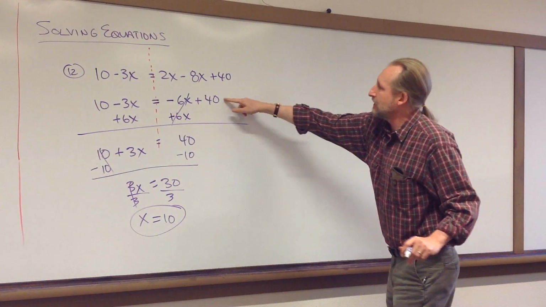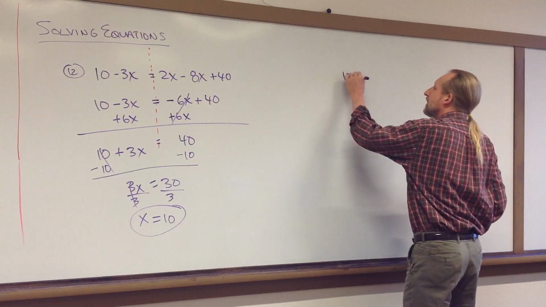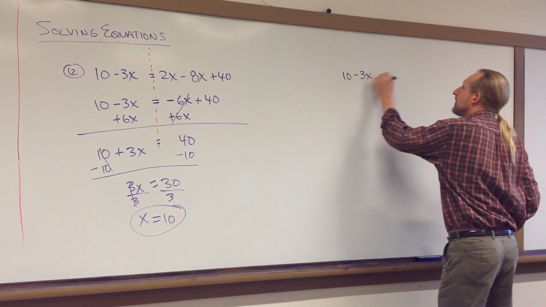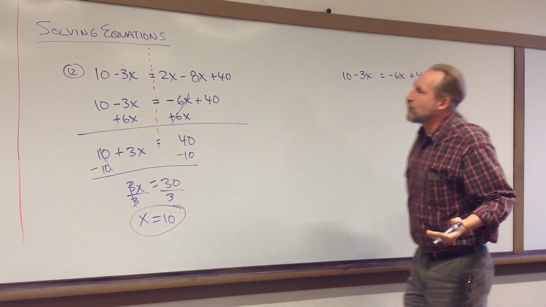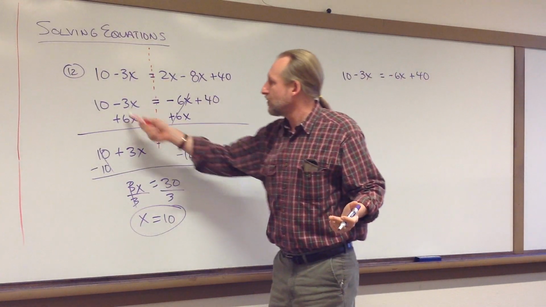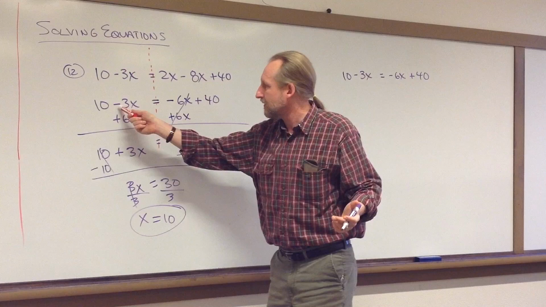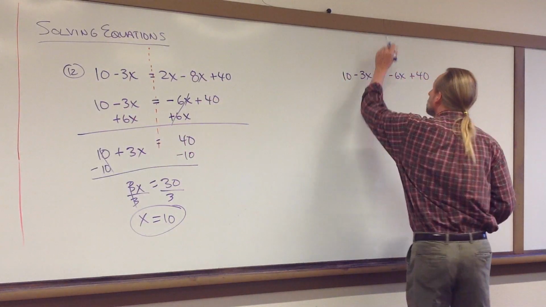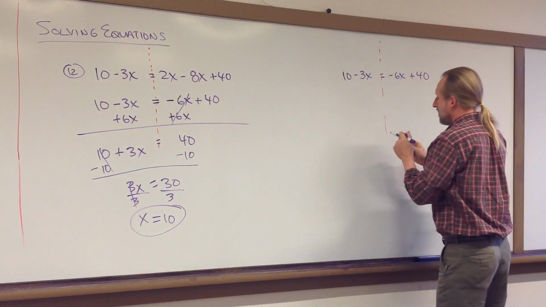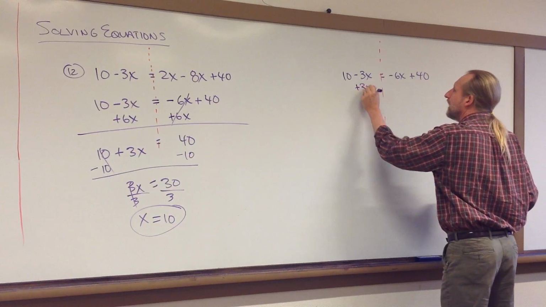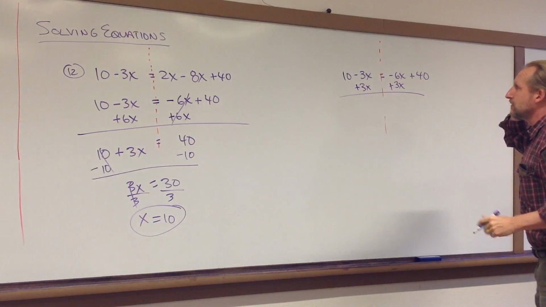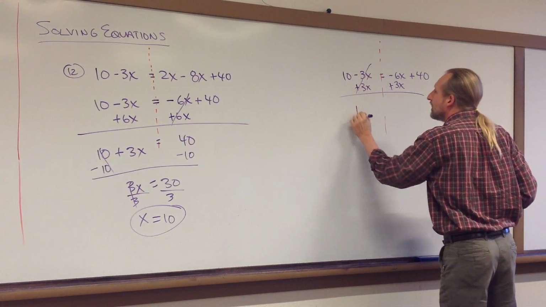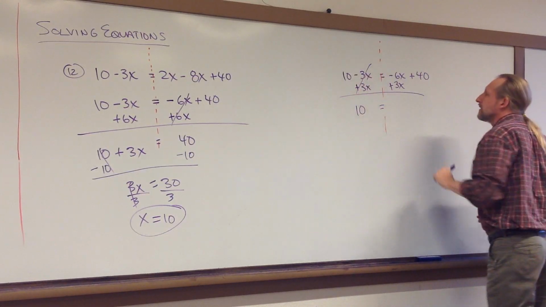Now let's go back to this point right here. 10 minus 3x equals negative 6x plus 40. And you might say, well, what if I didn't want to cancel this out and move it over here? What if I wanted to cancel out this and move it to the right-hand side, right? What if you choose to add 3x to both sides? That's fine. There's nothing wrong with that. You're not making a mistake by doing this. This is just a different choice that you have.